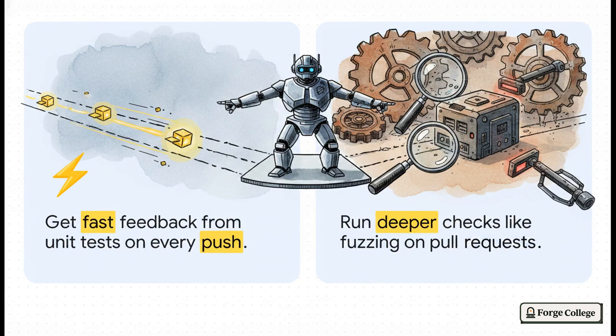You want fast initial feedback, like your pre-flight and unit tests, on every push to preserve developer velocity. Meanwhile, you gate the slower, highly non-deterministic checks, like massive fuzzing runs and integration tests, behind pull requests for release candidates or nightly builds. It's all about being smart with your balancer's time.